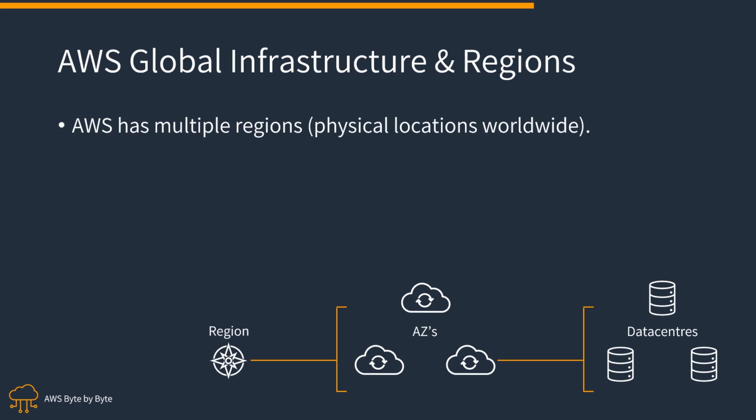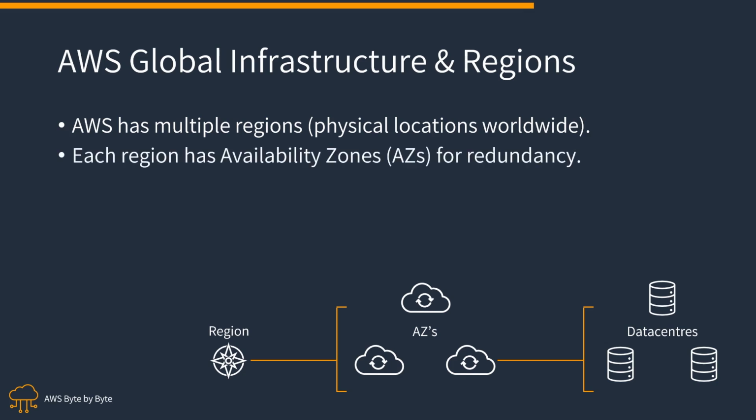AWS has a large global network with multiple regions around the world. A region is simply a physical location with AWS's data centers. For example, AWS has regions in places like North America, Europe, Asia Pacific, South America, and the Middle East. This global network lets businesses run their applications closer to where their users are, improving how fast and reliable their services are.